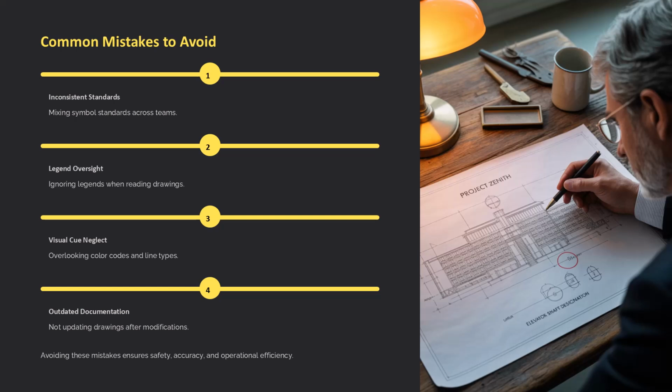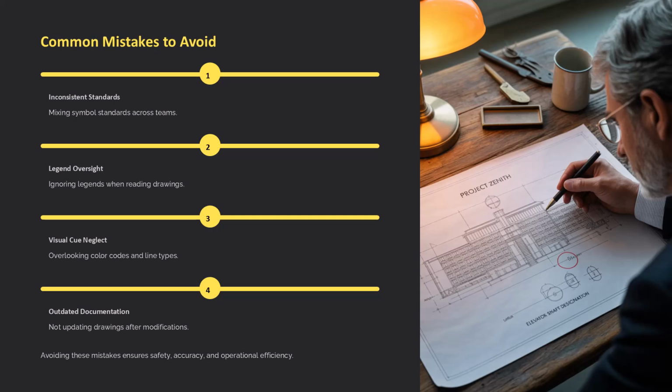Common mistakes to avoid. Several mistakes can disrupt the effectiveness of drawings in hotel projects. Mixing different symbol standards across teams creates confusion. Ignoring legends leads to misinterpretation. Overlooking color codes and line types makes drawings harder to read. Failing to update drawings after modifications creates long-term errors.